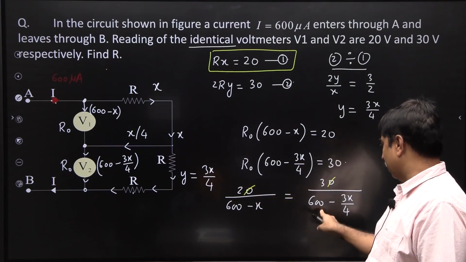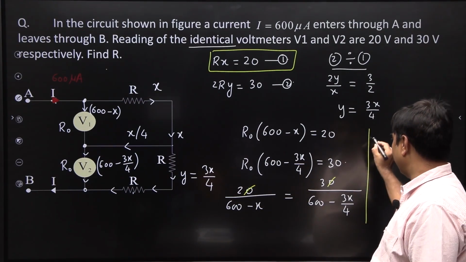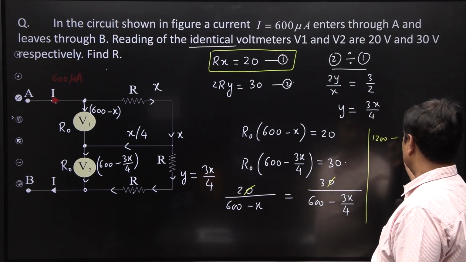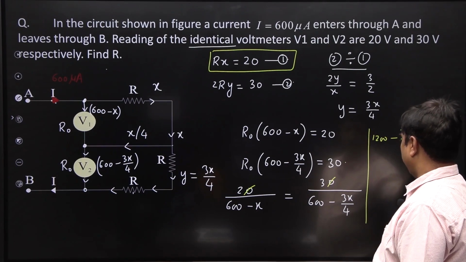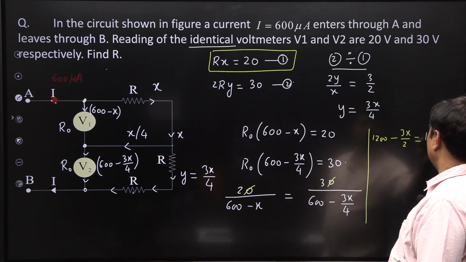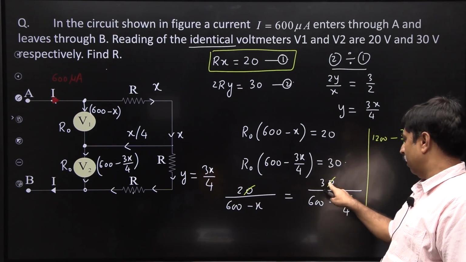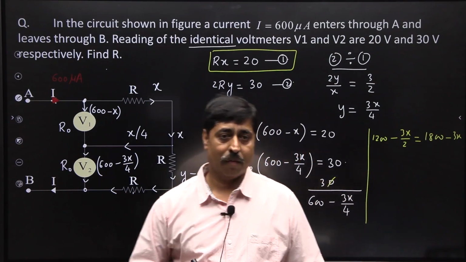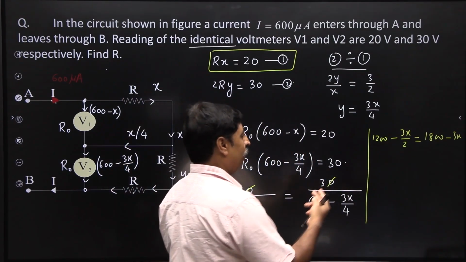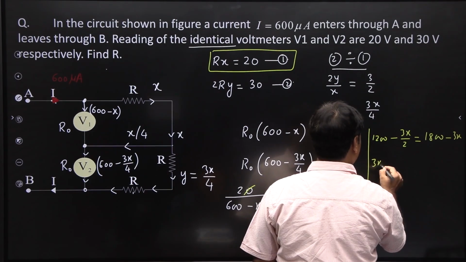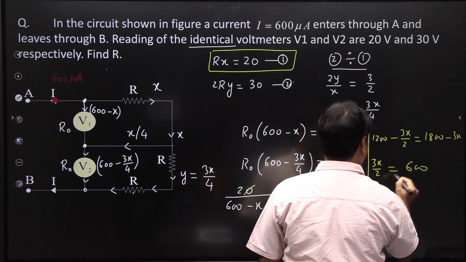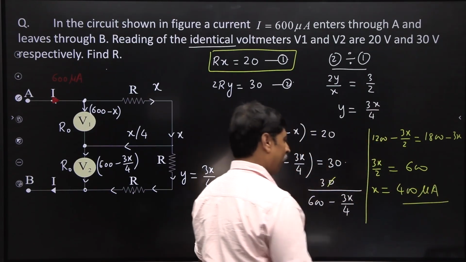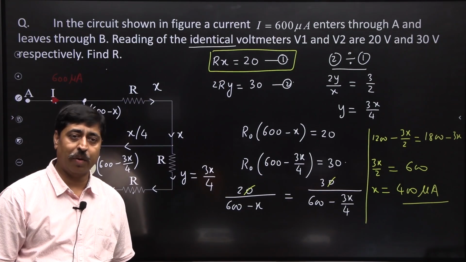So, cross multiplication will give 600 into 2, 1200, minus this into 2, it is 3x by 2, 3 into 600 is 1800 minus 3 into x. This is the equation, right? So, if I bring 3x on this side, this becomes 3x by 2 and this is equal to 600. So, x is equal to 400 microampere. Our current is in microampere unit.